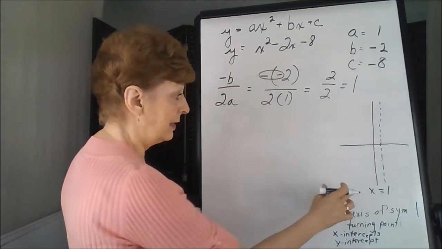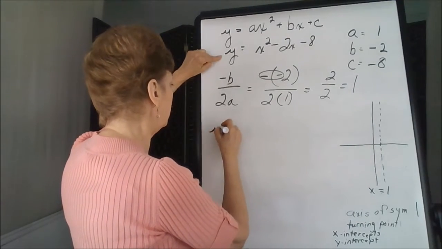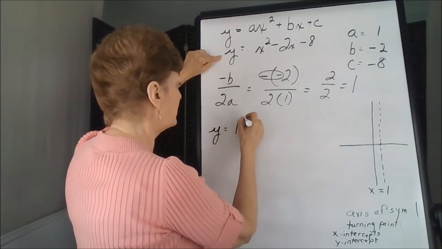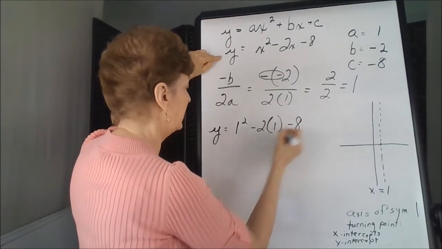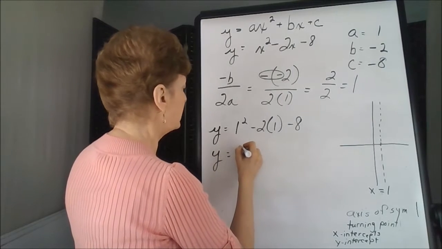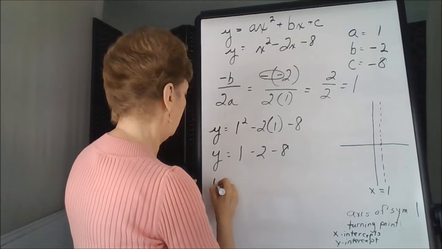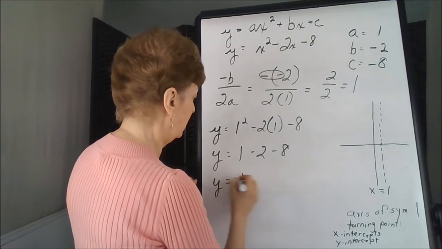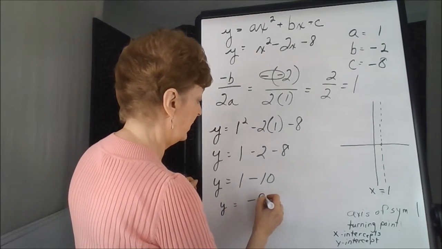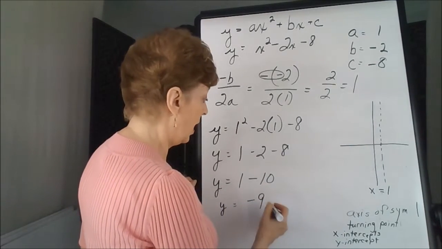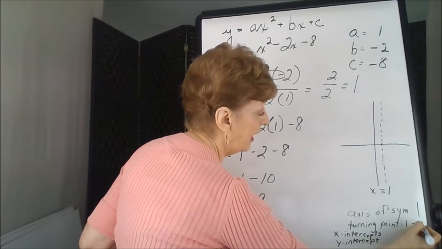Okay, with that, we can plug in the value for 1 into our equation. Y equals 1 squared minus 2 times 1 minus 8. Y equals 1 minus 2 minus 8. Y equals 1 minus 10. Y equals -9. So our turning point is at 1, -9.